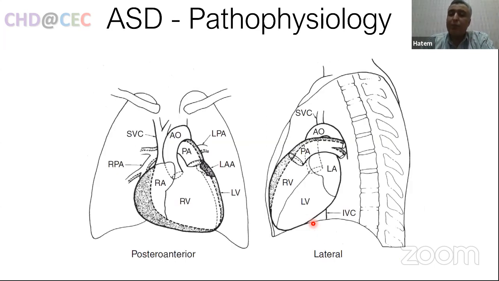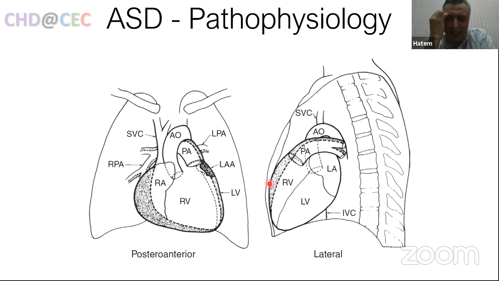This is important because you can notice that in simple investigations. So you can notice that in that plain film, in the chest X-ray. So you can notice signs of enlarged right atrium and right ventricle. You can also notice the enlarged pulmonary artery shadow and more blood flow pulmonary vessels inside the lungs.